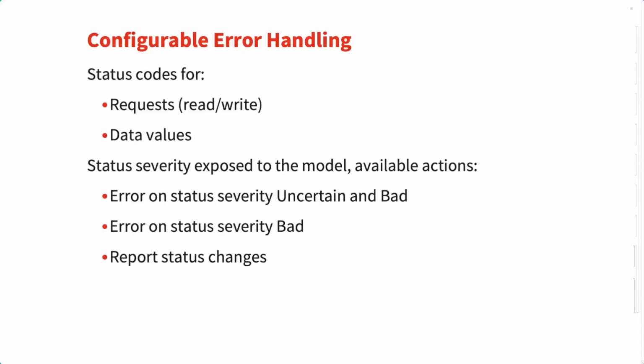Error on status severity bad. This means the simulation continues with the uncertain values. And the third one is report status changes. In this case, the simulation continues regardless of the status severity. Selecting any of the last two options means we can do error handling in the model.